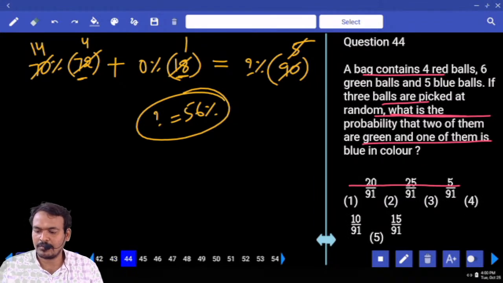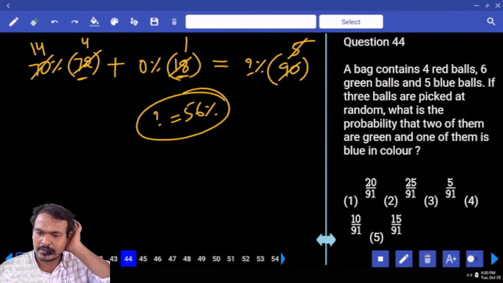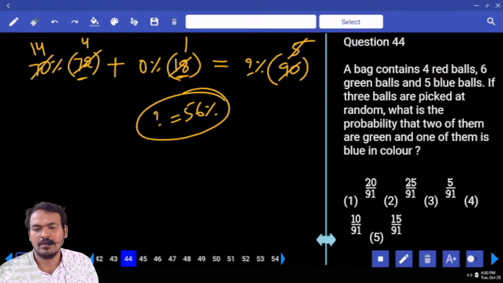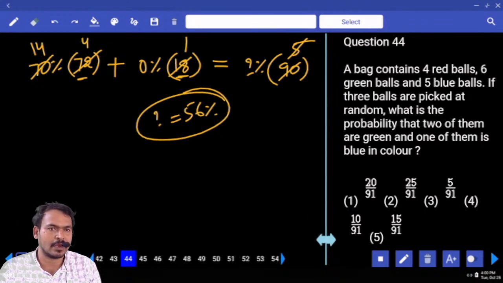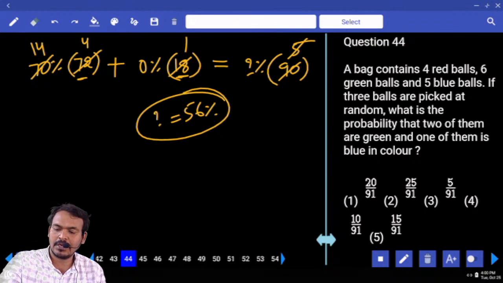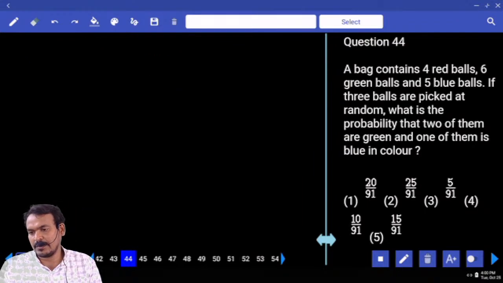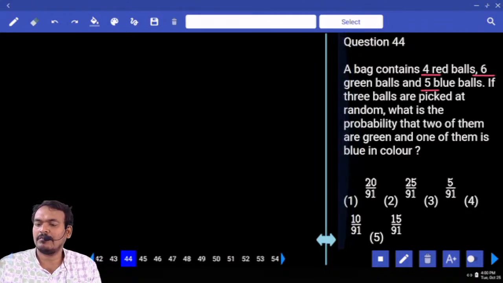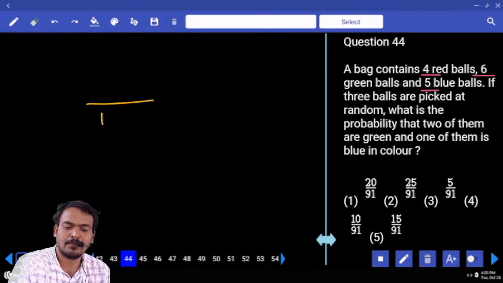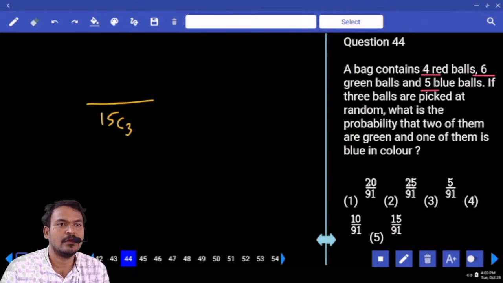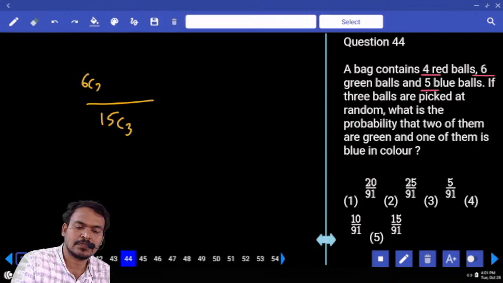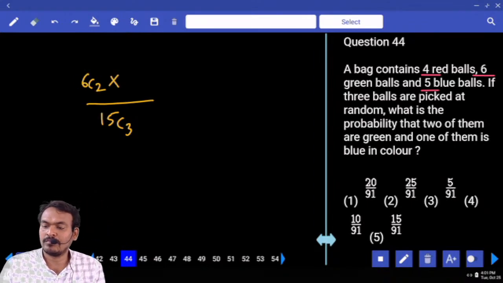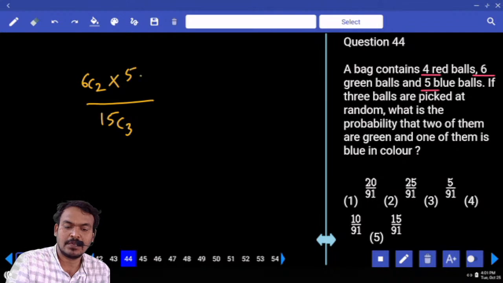Next question number 44. A bag contains 4 red balls, 6 green balls and 5 blue balls. If 3 balls are picked at random, what is the probability that 2 of them are green and 1 of them is blue in color? First of all, total how many balls are picked? 3 balls. Total how many balls are there? 15. Out of 15 we are picking 3 balls, then we write 15C3. In that 3 balls, 2 are green, which means 6C2. 1 is blue, which means 5C1.